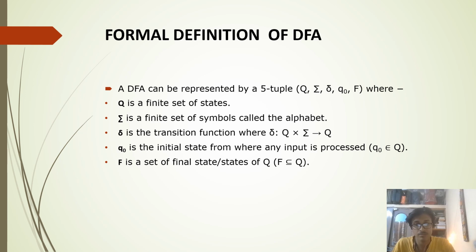In the previous slide, we've seen earlier, the initial state has one arrow on it. So this is what you call the initial state. Then F is the final state. We have seen it earlier. It's made by two circles like this. So this is the final state.